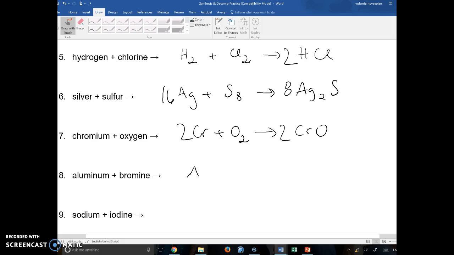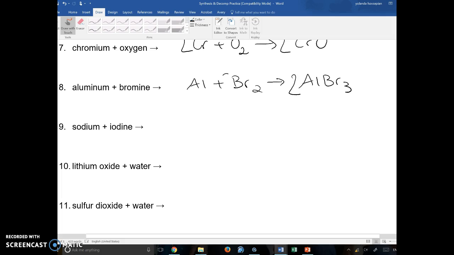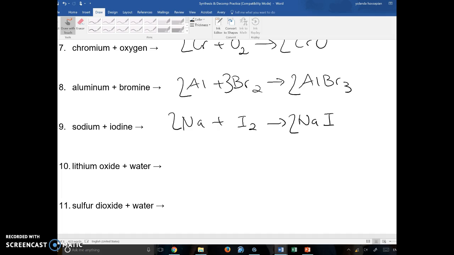Okay. Aluminum and bromine. Bromine again is a diatomic molecule. AlBr3. And how do you balance? Well, put a 2 there, a 3, and a 2. Sodium and iodine. So sodium, pure sodium, iodine. You get sodium iodide, 2 and a 2.